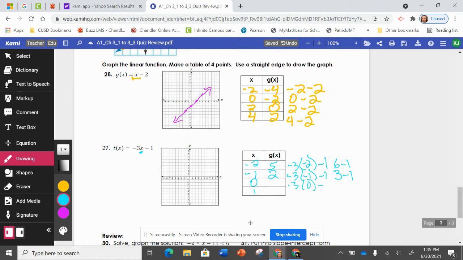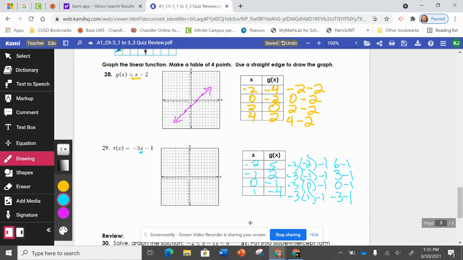-3 times 0 minus 1. Well, -3 times 0 is 0. 0 minus 1 is -1. And -3 times 1 minus 1, -3 times 1 is -3. -3 minus 1 more is -4.